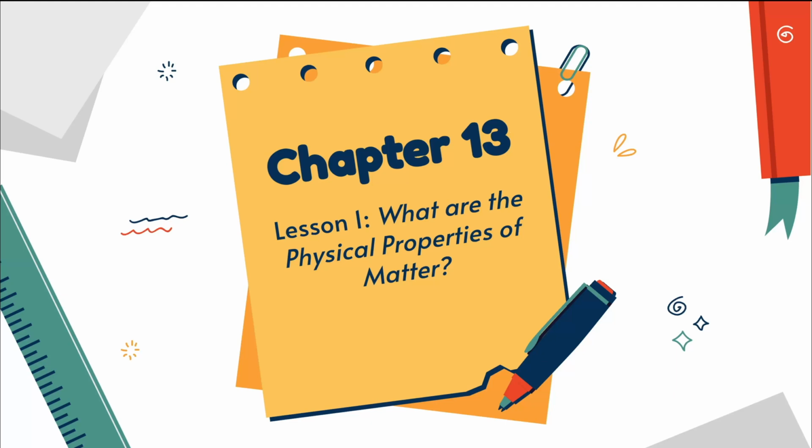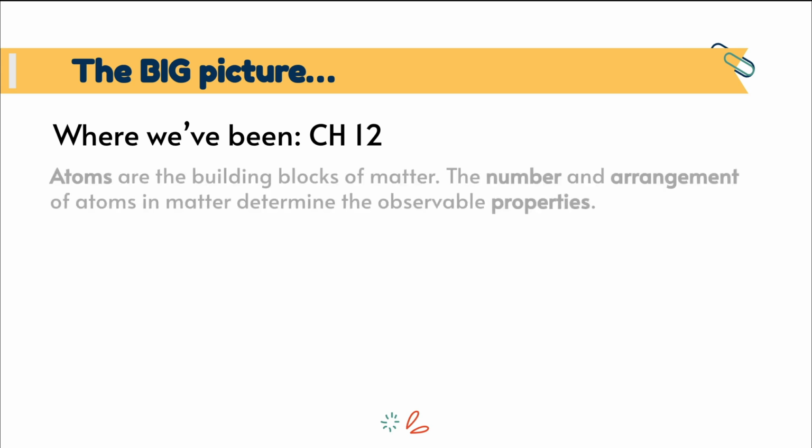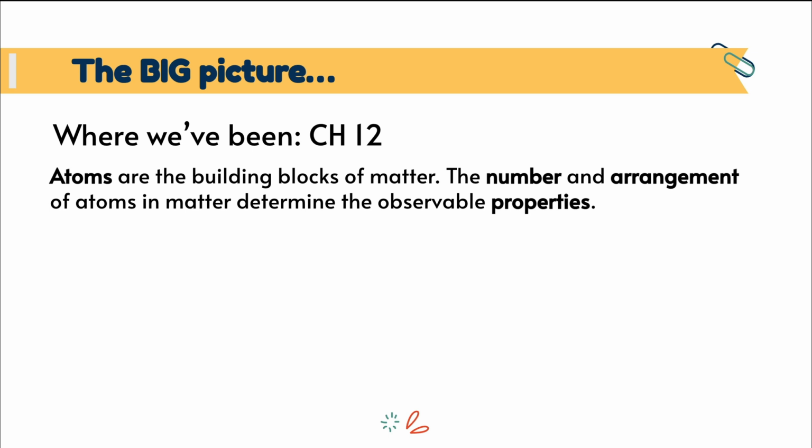Today we're going to be taking a look at chapter 13. We've finished chapter 12, and in this first lesson we're going to take a look at what the physical properties of matter are. Before we get started, here's a big picture overview. In chapter 12, we learn that atoms are the building blocks of matter. The number and arrangement of these atoms in matter determines the observable properties.